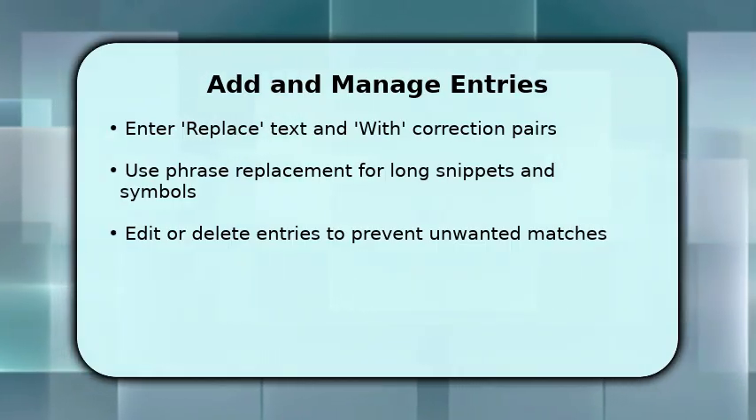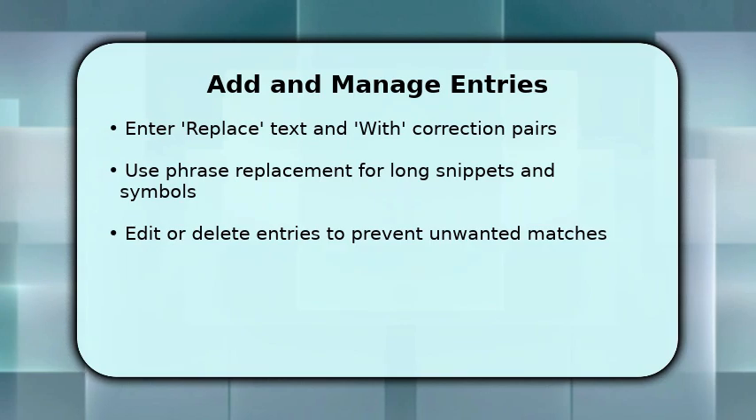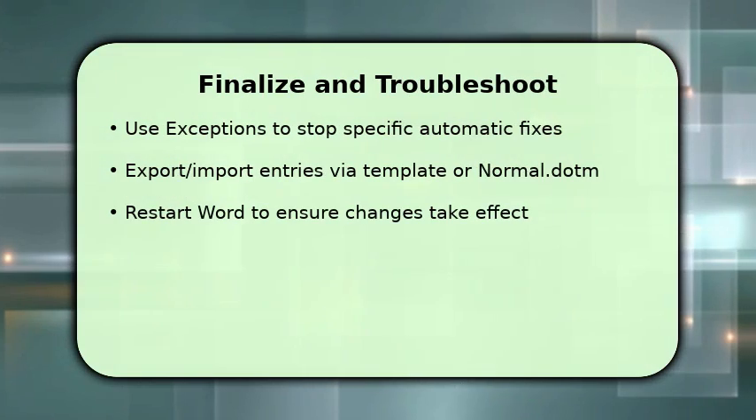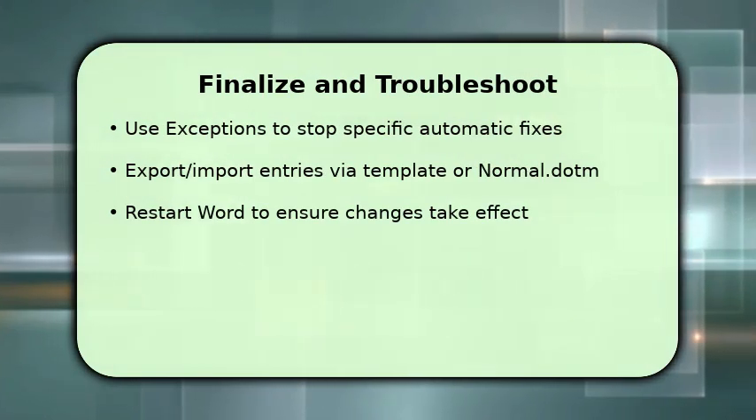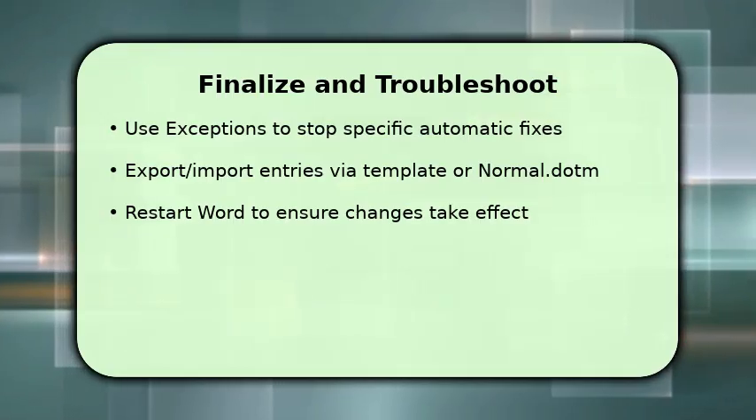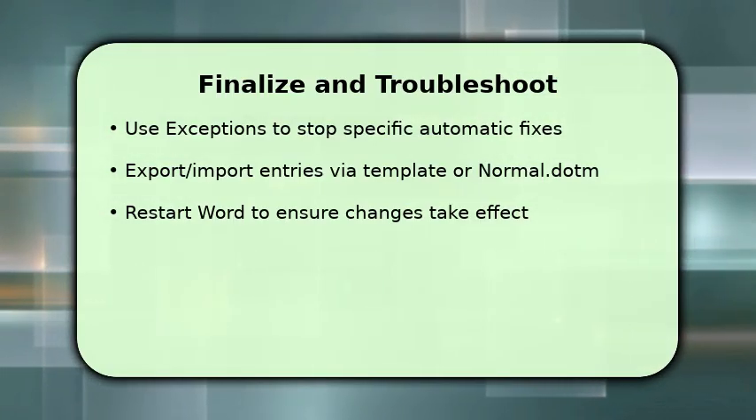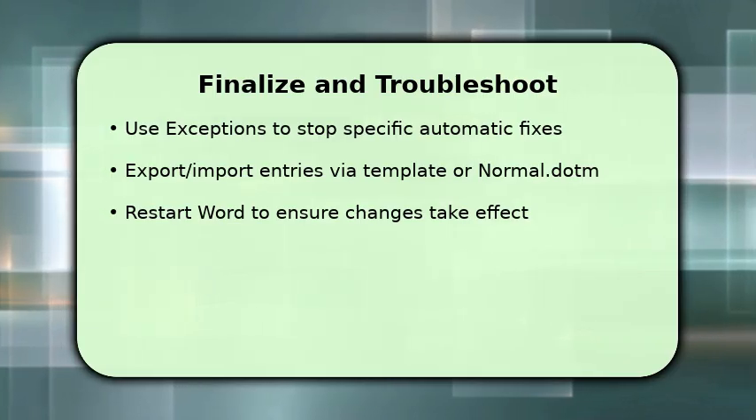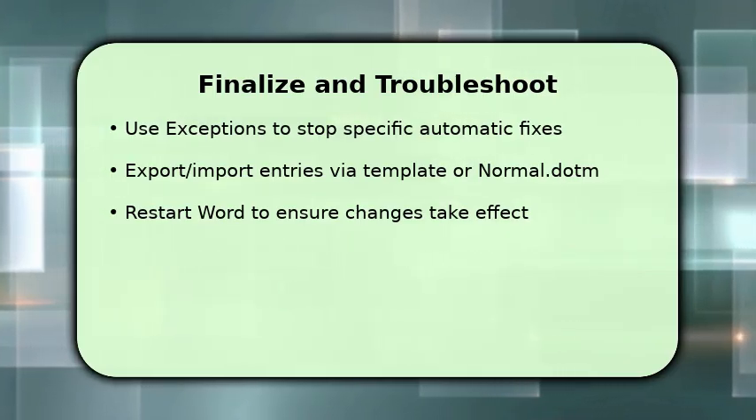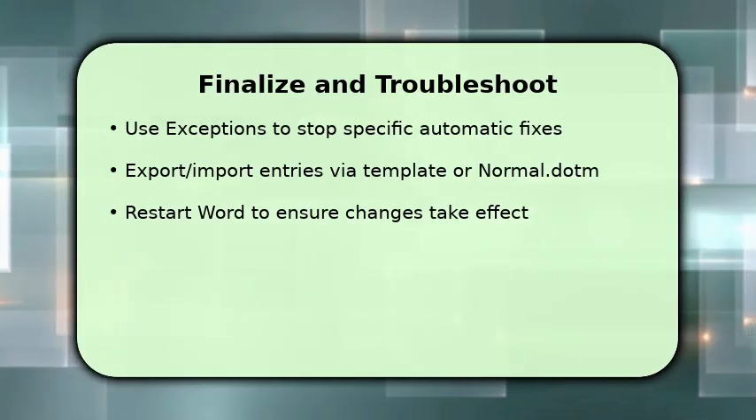You finalize by reviewing exceptions to prevent autocorrect from changing proper nouns or code fragments. Add items there so Word skips them. Once done, save changes. For broad deployment, copy autocorrect entries into normal.dotm or export your template so others get the same rules. Make sure to restart Word to load updates.